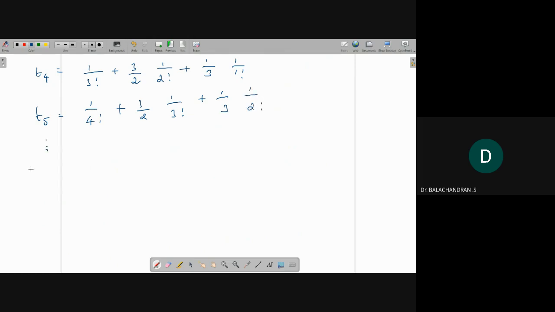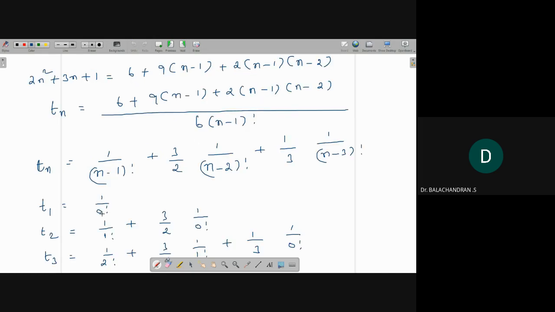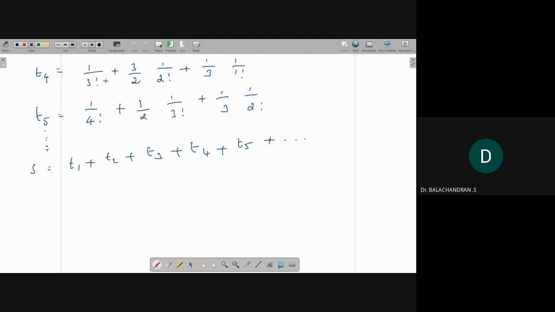So now S is equal to T1 plus T2 plus T3 plus T4 plus T5 and so on. Here also I am going to add vertically: 1 plus 1 by 1 factorial plus 1 by 2 factorial, 1 by 3 factorial, 1 by 4 factorial.